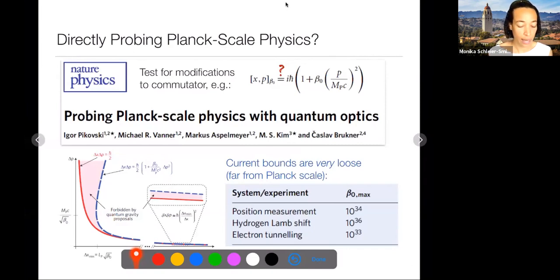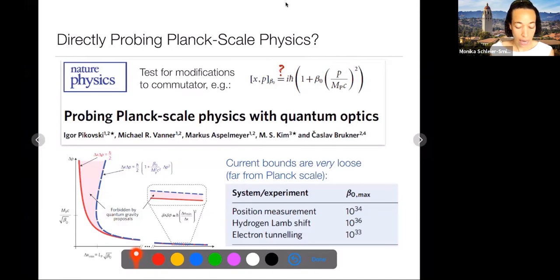test for modifications to the commutator between position and momentum. I understand that various types of modifications are proposed in a variety of different theories of quantum gravity. So the idea is, can you do a precision measurement of this commutator to check: is it really iħ, or are there some correction terms that might depend on, let's say, the momentum over the Planck momentum, with some parameter that says how strong this correction is?